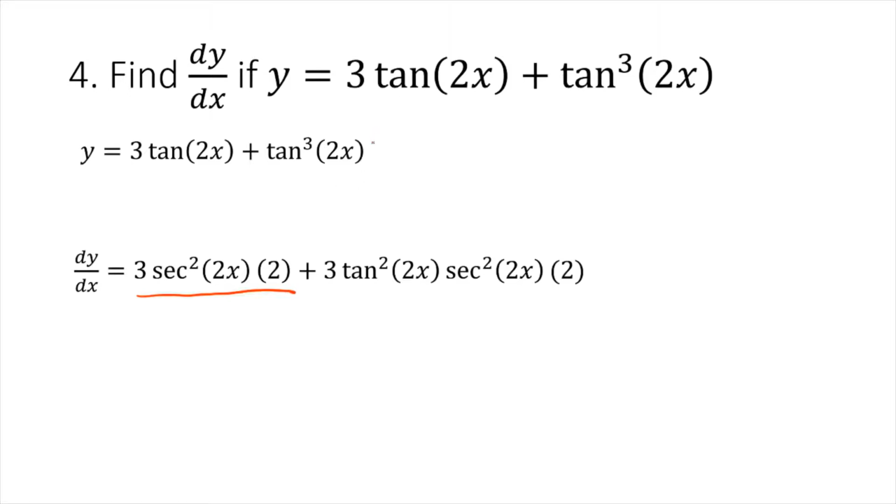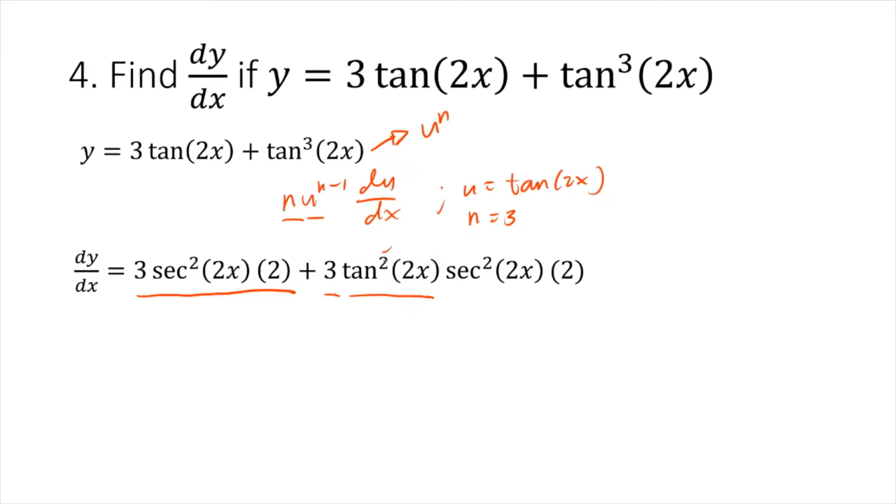Then for the second term, this is again in the form u raised to n. So we apply the general power rule, right? The general power rule, n times u raised to n minus 1 du dx. In this case, u is tangent of 2x and n is 3. Then n minus 1, where n is 3, so 3 minus 1, that would be 2. Okay, so tangent squared of 2x.